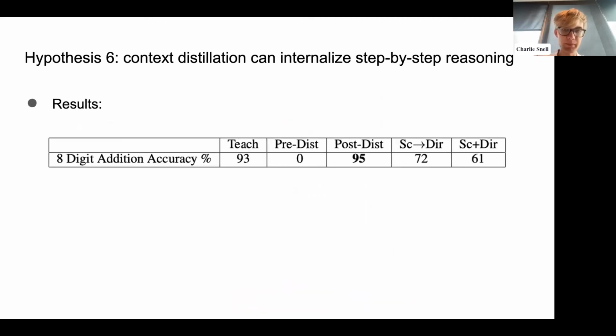And we see that if we do distill the chain of thought, the teacher's performance is 93%. Before distillation, the student has 0% accuracy. After distillation, the student actually outperforms the teacher by a little bit at 95%. And then these two baselines I described are quite a bit lower. So we actually are able to effectively internalize the step-by-step reasoning in this addition setup.